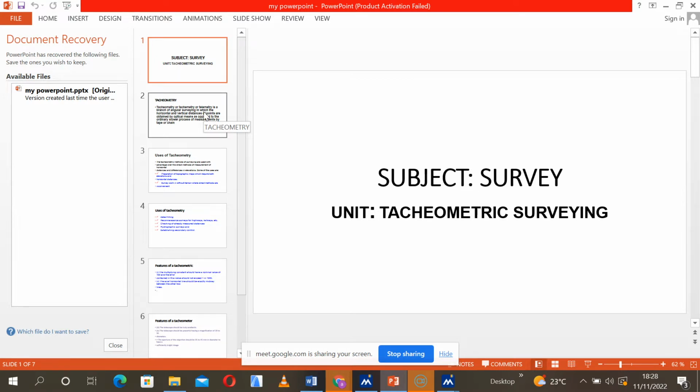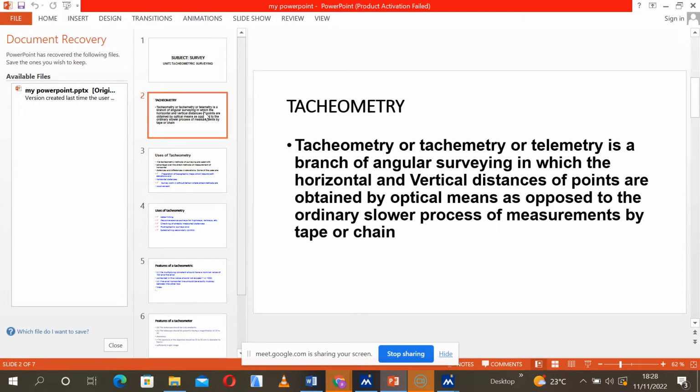I would like to ask who knows the definition of a tacheometer. Let me try. You can try, Mr. Ngeno. It is a branch of angular surveying in which the horizontal and vertical distances of a point are obtained by optical means, as opposed to the ordinary slower process of measurement by tape or chain.